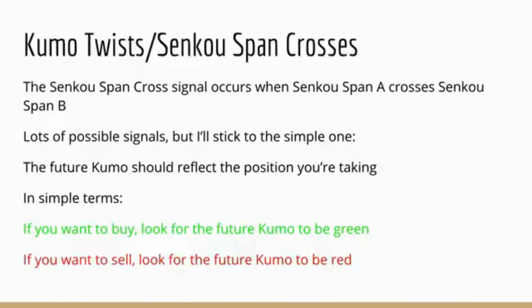And obviously these twists, and this is basically the simple way of explaining what a Senkou span cross is, it's basically what color is the future cloud. Okay, that's the easiest way.